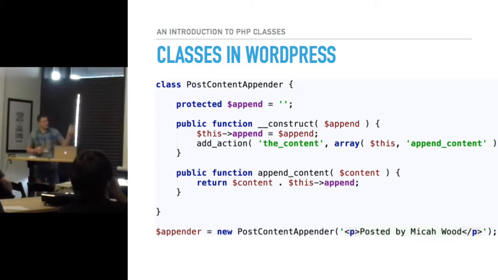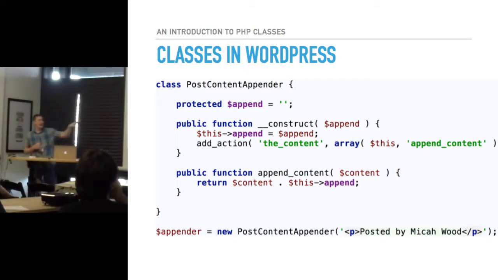So what we basically got is a property called append, which is the thing that you want to append to the content. It's protected because once it's been set, you shouldn't be able to mess with it. We have a public construct function that allows you, when you instantiate the PostContentAppender, to put whatever you want to be appended in there. So as you can see on the bottom, I'm creating a new PostContentAppender, and I'm passing in the paragraph posted by Micah Wood, which will now show up on the bottom of all my posts.